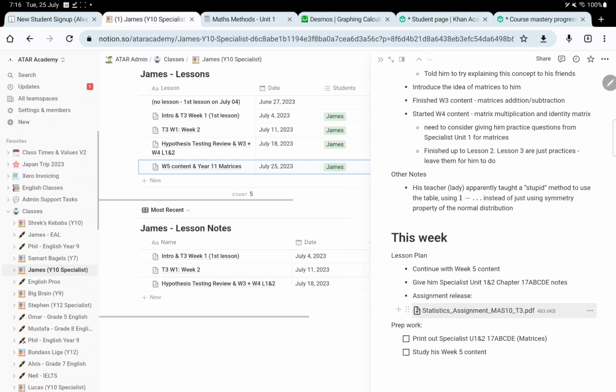What is PSMT? Problem solving and mathematical modeling task. Yes, that's the name for your assignment.